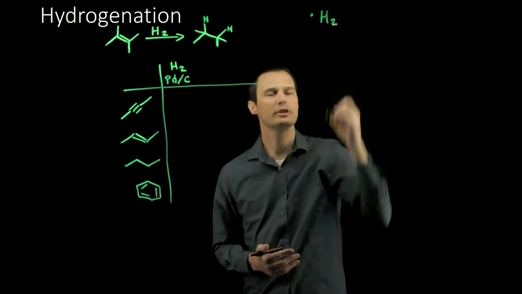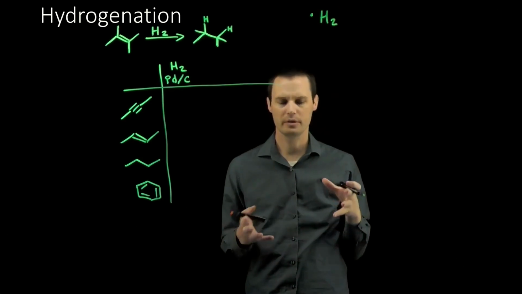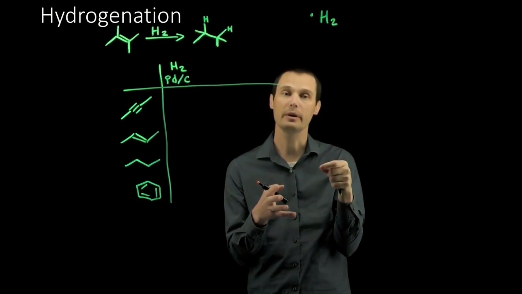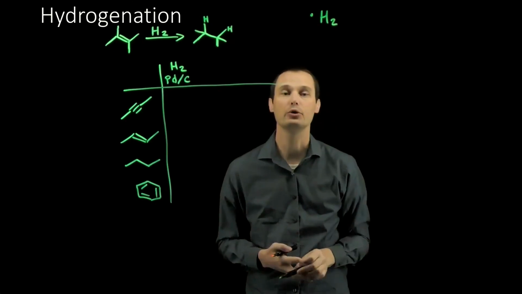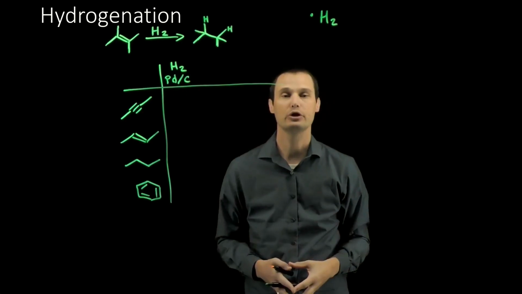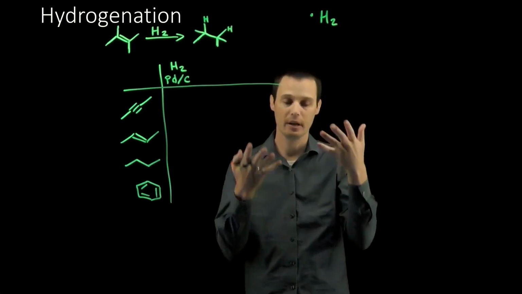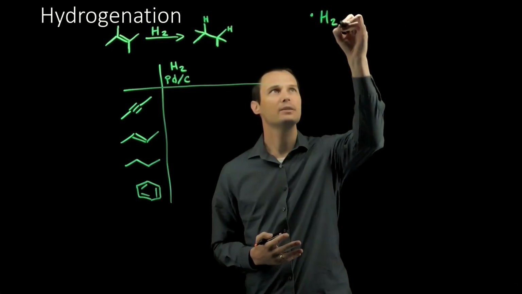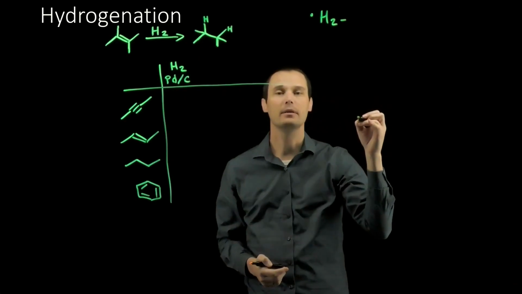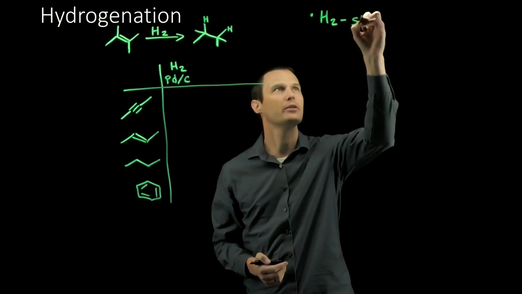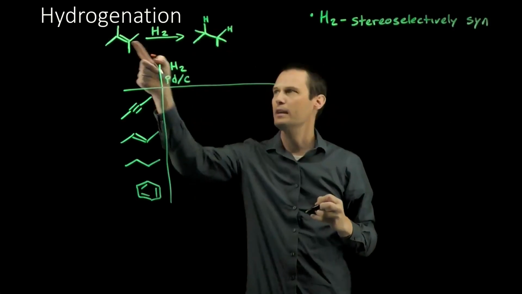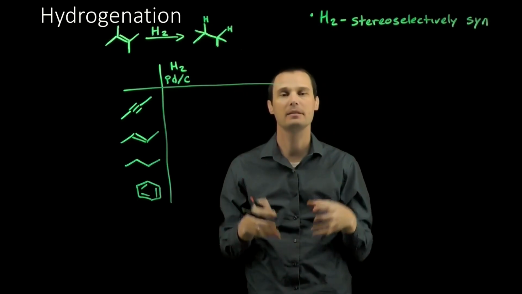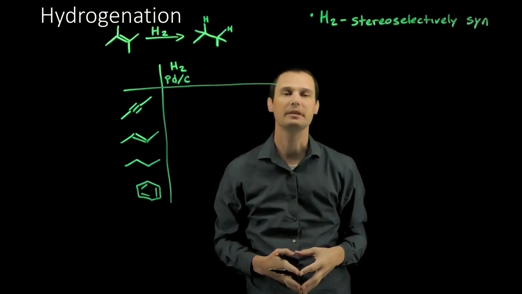We'll start with hydrogen gas. The way this typically works is you would fill up a balloon with hydrogen and attach it to the end of a syringe with a needle on the end, and you'd put that into your reaction, so that you could have a hydrogen atmosphere in your reaction, and that hydrogen would diffuse into your solvent so you can do the reaction. Hydrogen gas, when it reacts in these types of hydrogenation reactions, is stereoselectively syn. That means that when the hydrogens add across the pi bond, they will stereoselectively add to the same face of the pi bond in a syn manner.